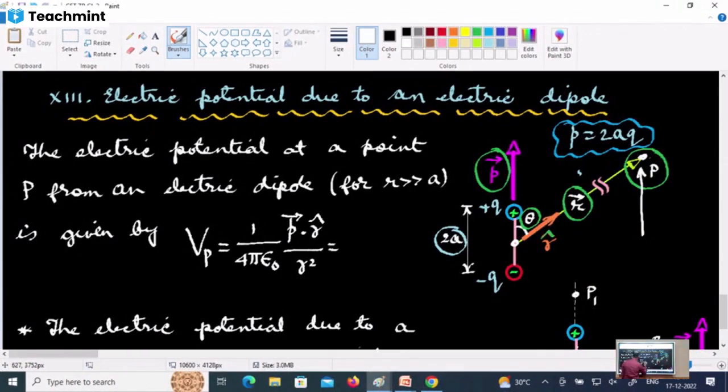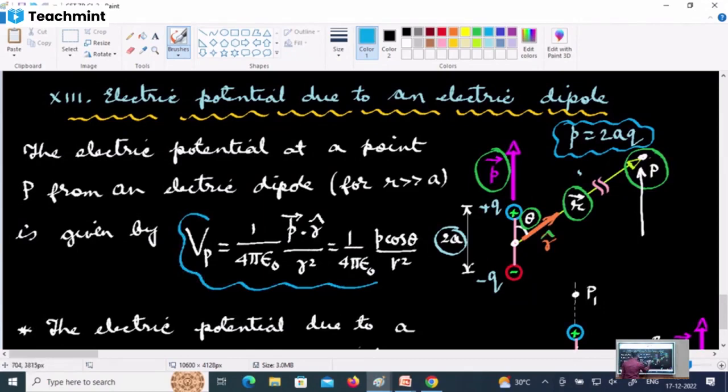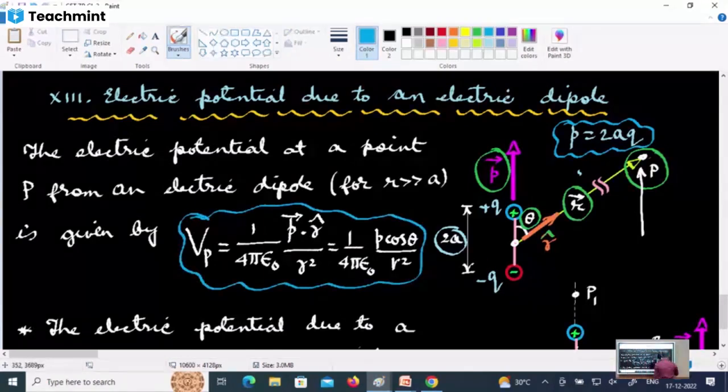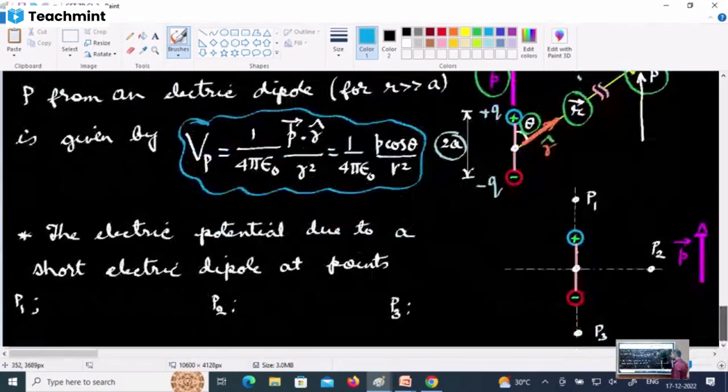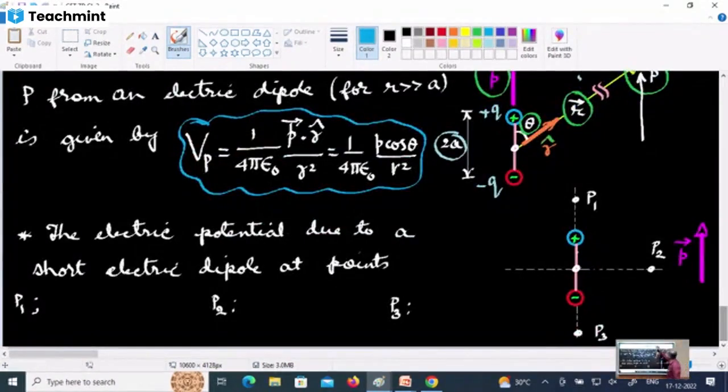1 divided by 4 pi epsilon naught P cos theta divided by r square. You can keep it in both of these forms. That is the potential due to an electric dipole. Now let us find out what are the potentials at point P1 here, point P2 here, and point P3 there.